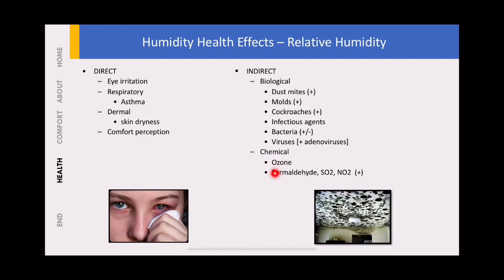Chemically, the room is high in ozone. Ozone is very toxic, right? And also formaldehyde as well.